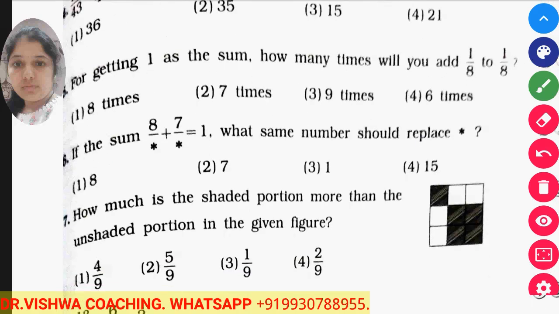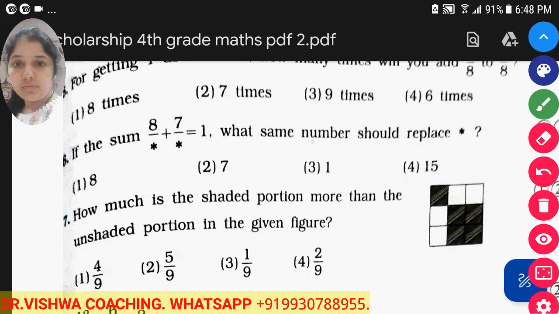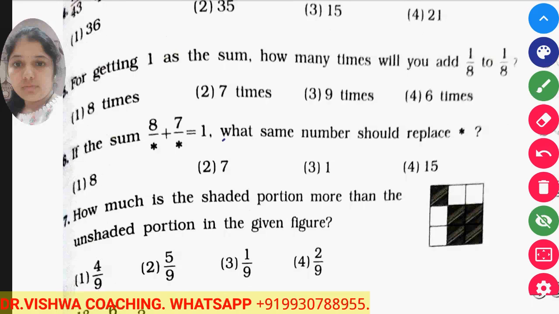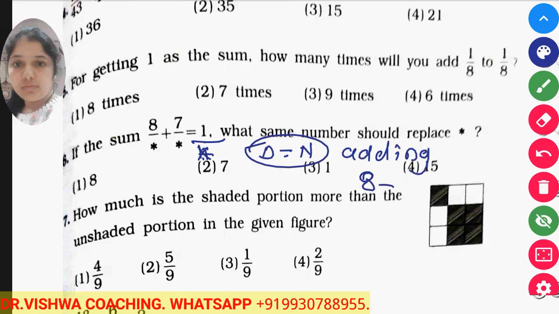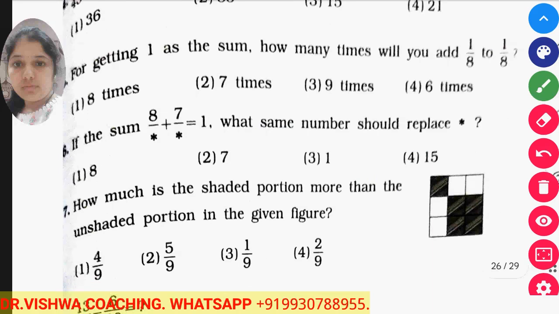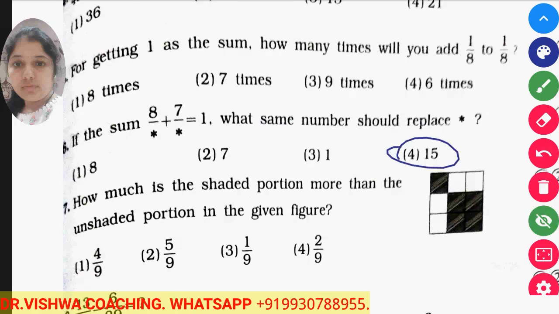Now here, if the sum of these two fractions is 1, the same number should be replaced with the star. Now see, 8 upon something and 7 upon something is there. That something will come as the sum's denominator. But here the value is 1, which means the denominator and numerator become equal after adding 8 and 7. So what is the value of 8 plus 7? 15. So the denominator must be 15, which means the value of star must be 15.